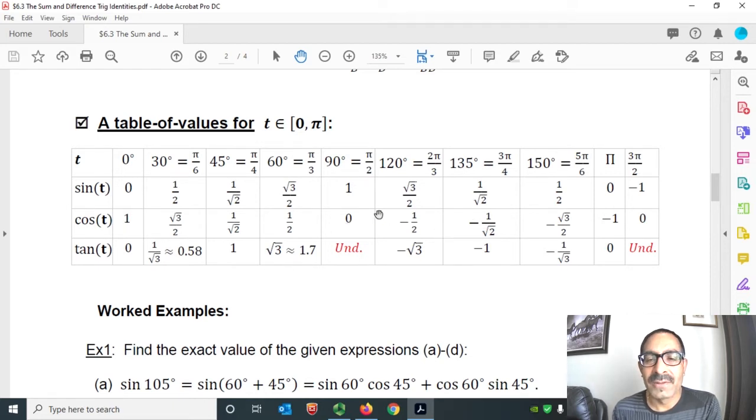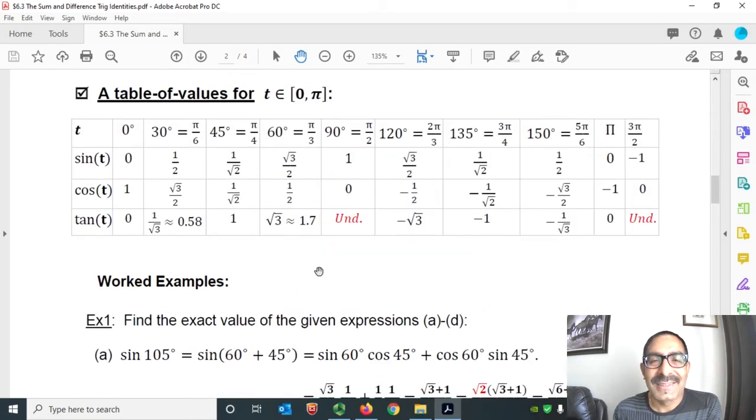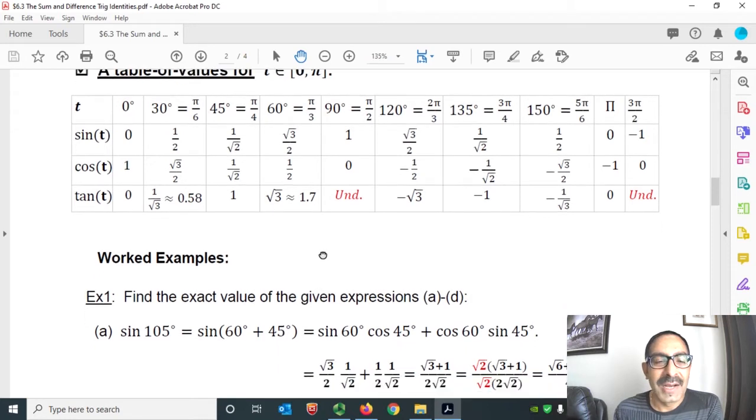Similarly, we can find these other values also. And for the tangent, we just use the ratio identity here. Tangent t equals sine t over cosine t, and you can find this value immediately. I hope you are familiar with this table. Great. Now let's do some examples.